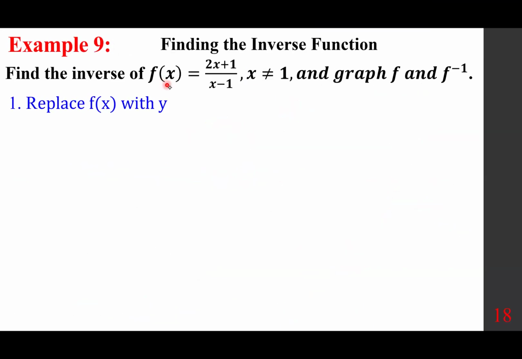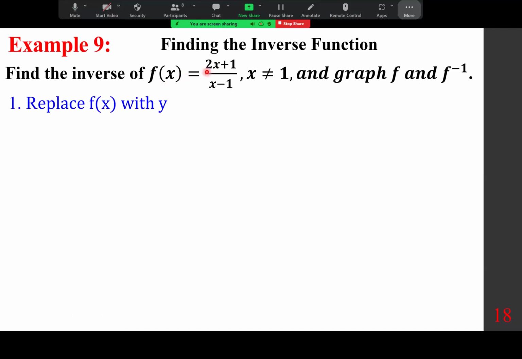We want to find the inverse of f of x, where f of x is (2x plus 1) over (x minus 1). Needless to say, x can't be 1, right? The denominator can't be 0. And we want to graph it. First and foremost, we're going to replace f of x with y. So we're going to call this y because it makes life easier.